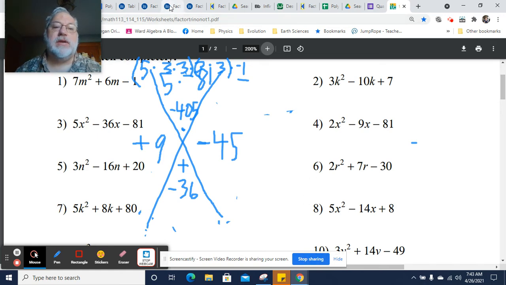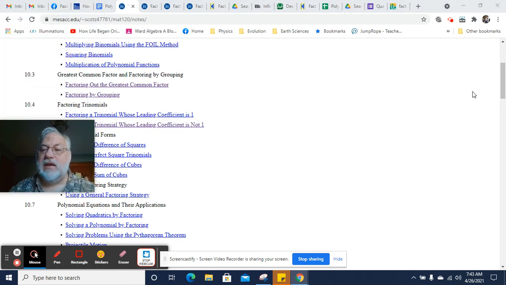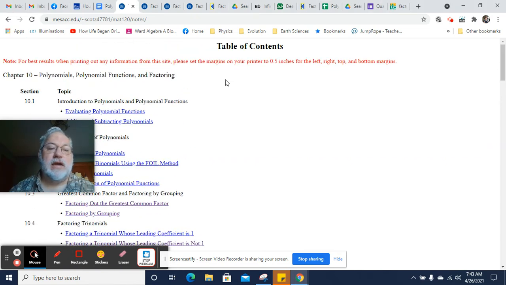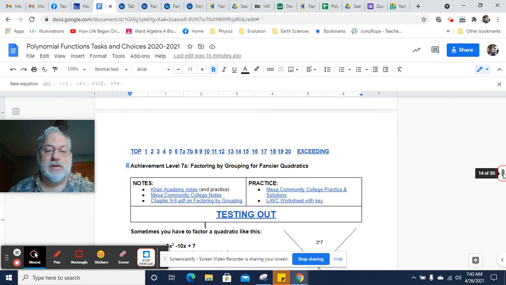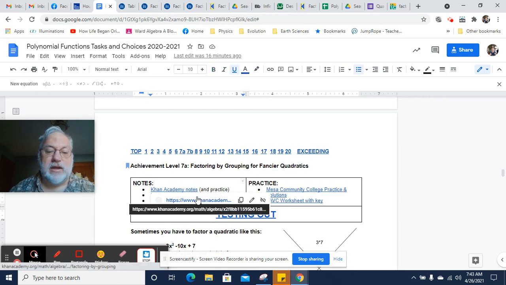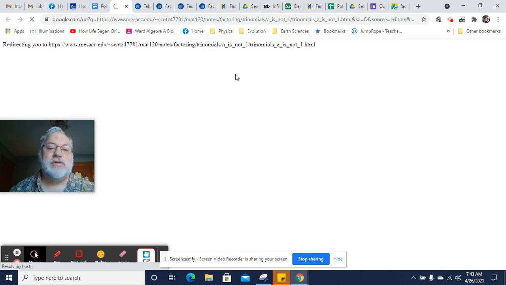Oh, I do want to recommend pretty strongly going to this site, which is linked, of course, in the big polynomials document. If you go to the big polynomials document and go to this section, you'll see the Mesa Community College notes, and then Mesa Community College practice and solutions. There's also Khan Academy, and there's a chapter 9-8 from the textbook. Let's go and take a look at the Mesa Community College notes.